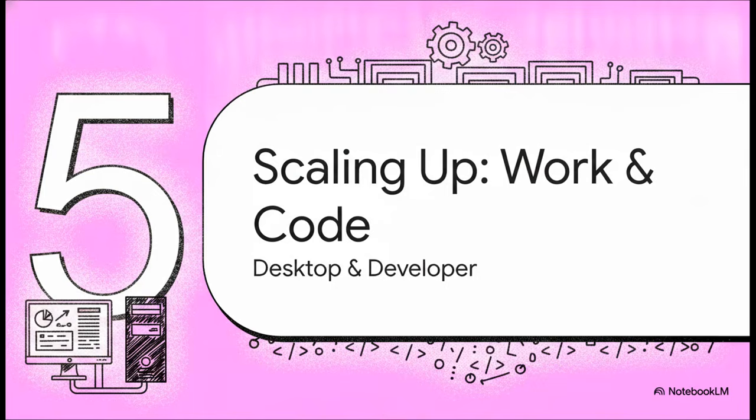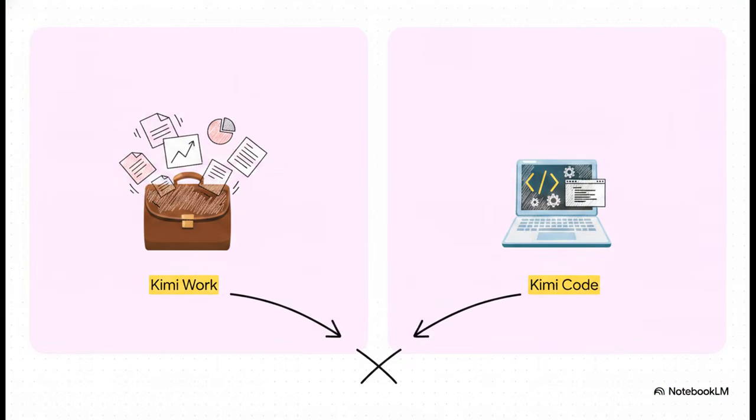Next up, Section 5, Scaling Up with Work and Code. We are getting into desktop and developer mastery here. So it's time to pick your workspace. If you're a knowledge worker, organizing files, running spreadsheets, building reports, you definitely want Kimi Work. It's a local desktop client with really nice visual dashboards. On the flip side, if you're a developer, Kimi Code is going to be your best friend. It's a dedicated programming assistant that lives right inside your command line terminal and IDE.